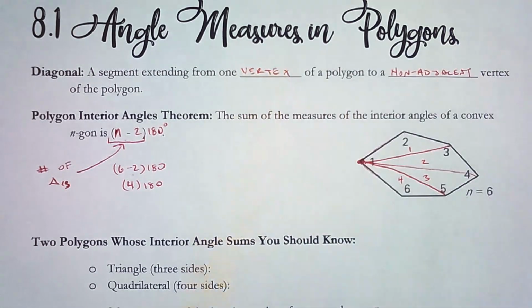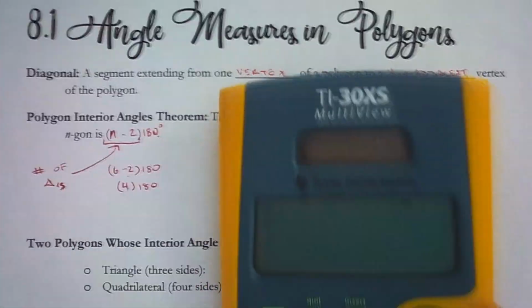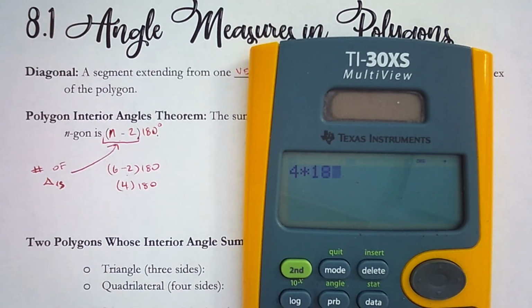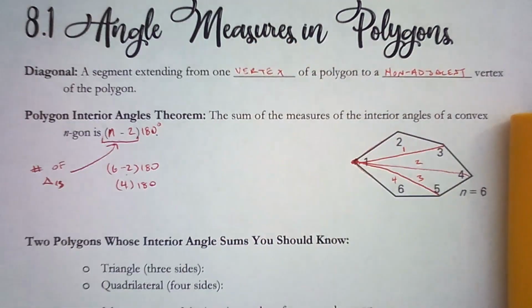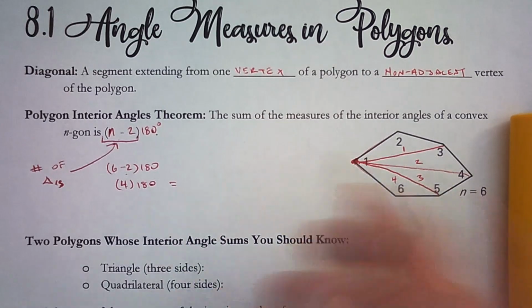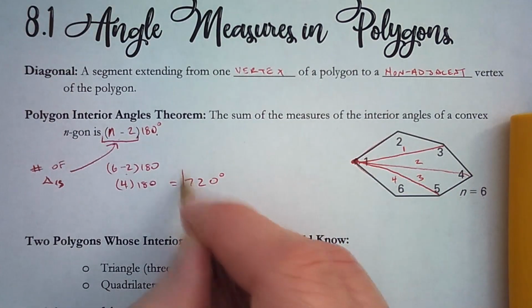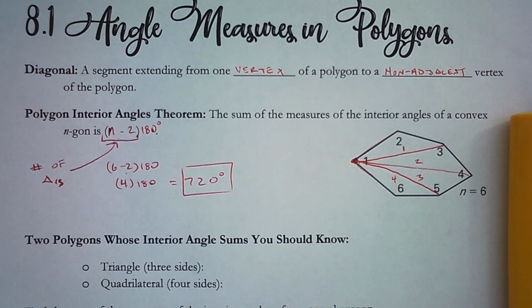Now, 4 times 180 is 720. So I know that this hexagon here has 720 degrees inside of it.